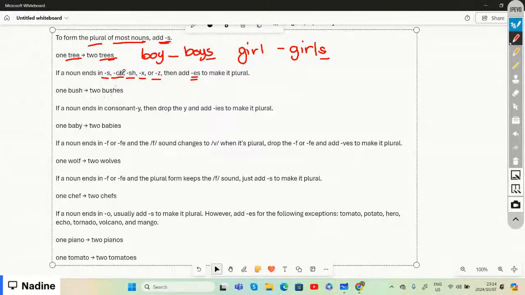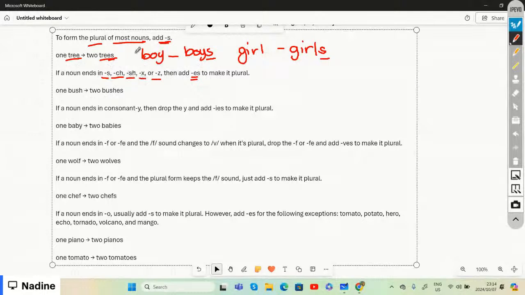All right. So now, if we look at words that end with S, CH, SH, X, or Z, just to give an example, remember we said that we add an ES to show the plural for more than one of that example word.